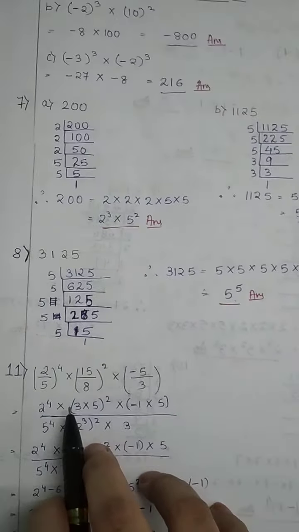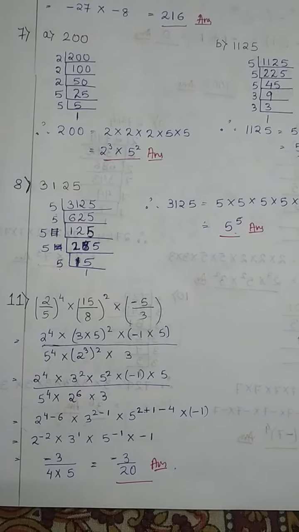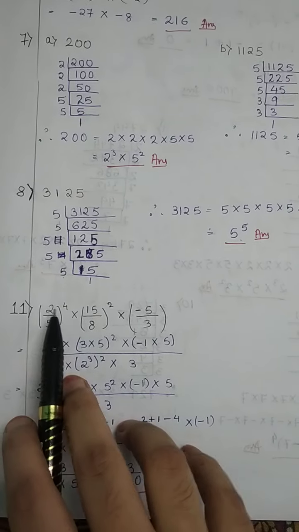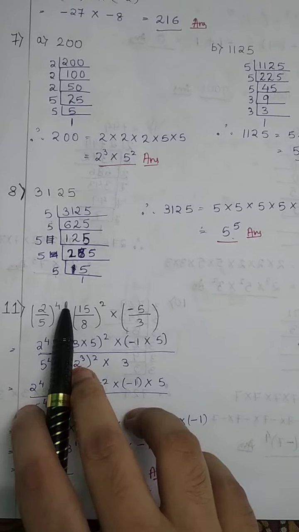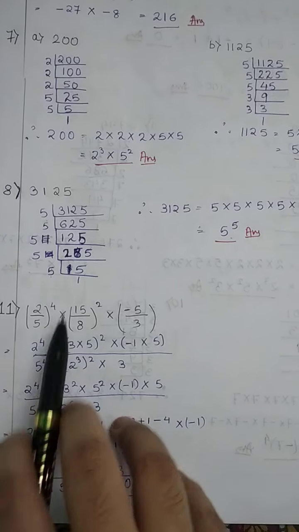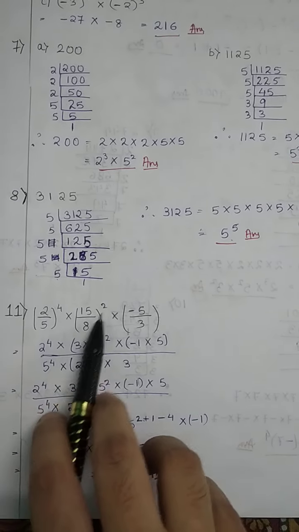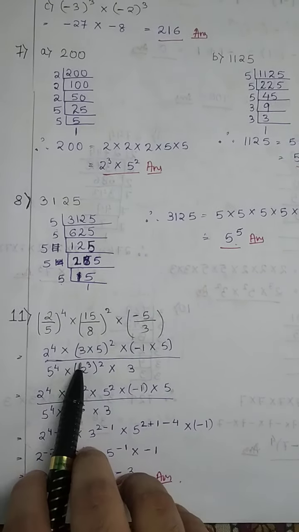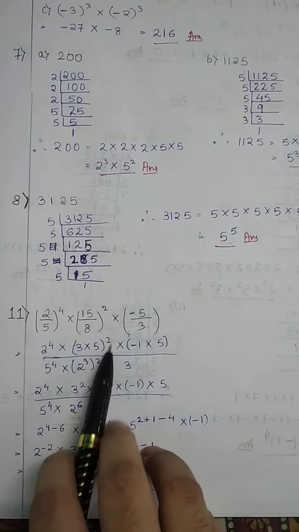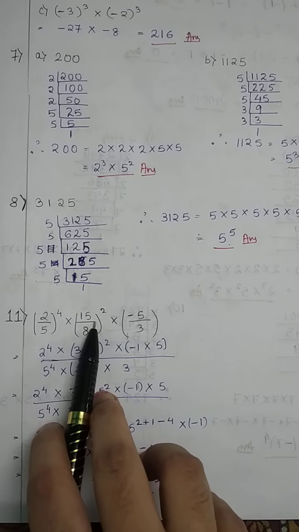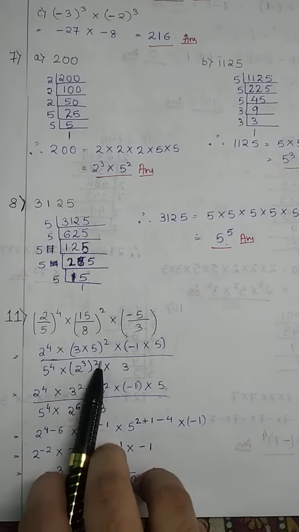Question number 11, you have to solve this out. For solving, we have to remember the laws that we have done. So here 2 by 5 whole to the power 4 means 2 also has the power 4, 5 also has the power 4. So we'll write 2 to the power 4 by 5 to the power 4 multiply 15. In the smallest factors you can write 15 as 3 into 5. So you'll write 3 into 5 whole to the power 2, meaning both have power 2. And in the denominator, 8 we can write as 2 to the power 3 whole to the power 2 outside.